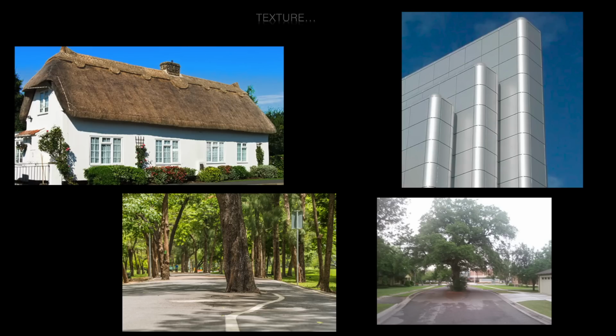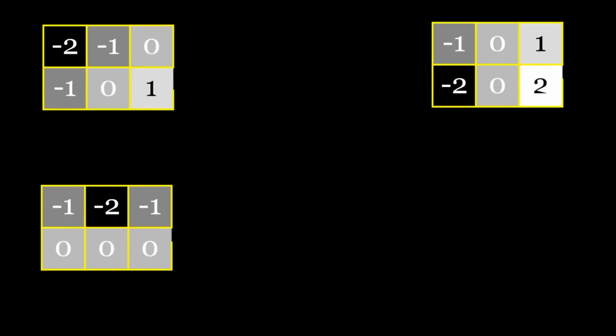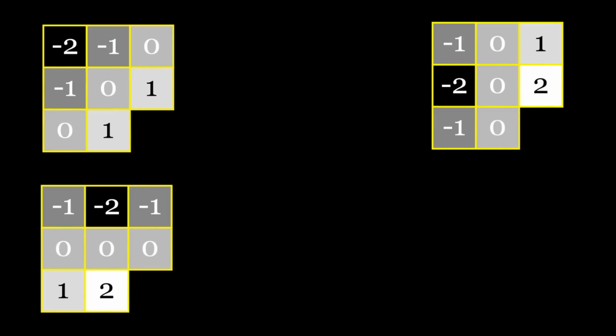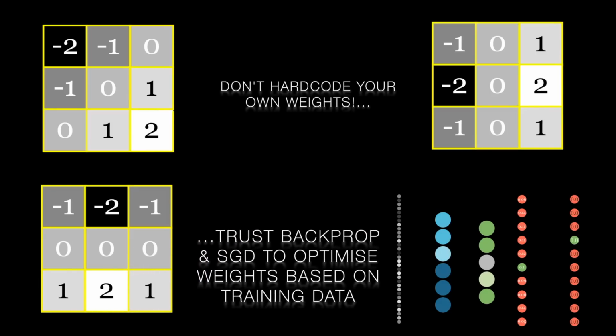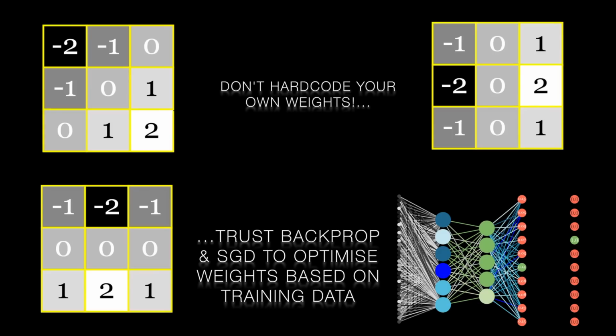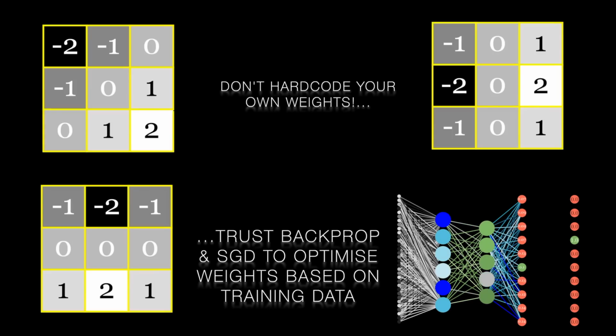When I was researching for my PhD back in the 1990s, we thought it was a good idea to code these filters ourselves, hard coding the values like -1, 0 and 1. This would explicitly look for certain edge orientations or texture types. This turns out to be a terrible idea. We've learned a lot since the 1990s. Better to let the backpropagation algorithm determine the right filter weights based on the training data.